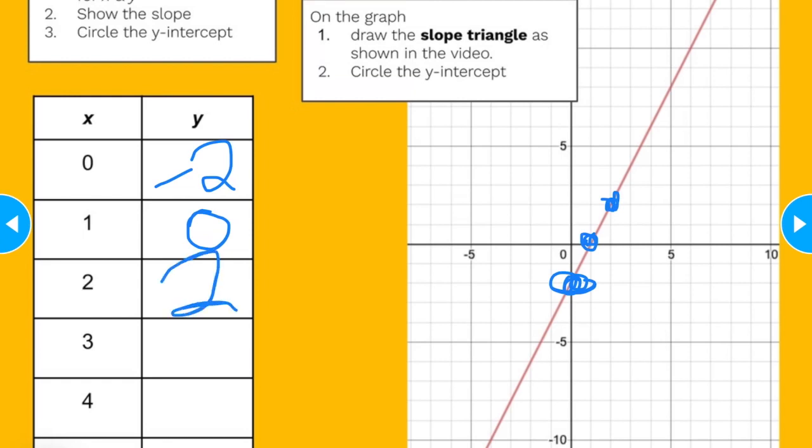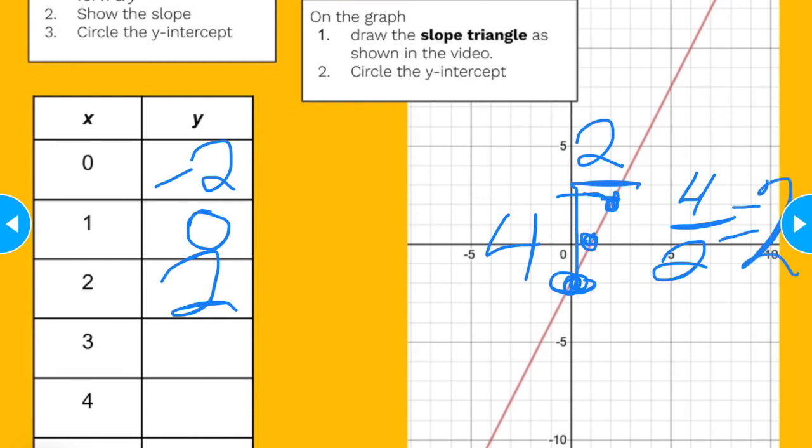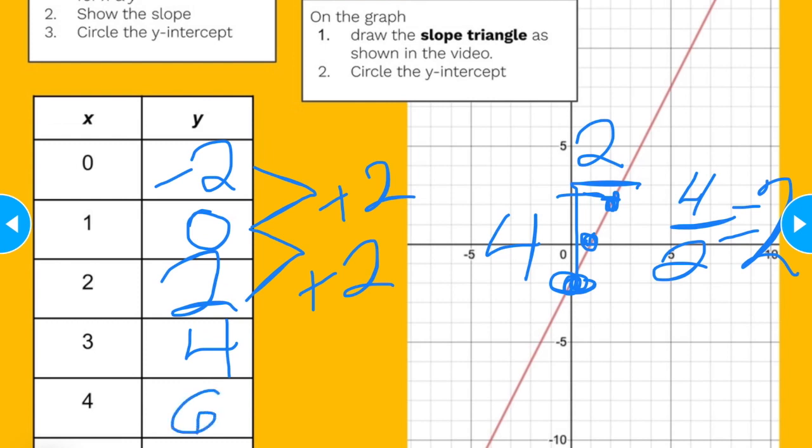Let's look at the pattern. Rise over run. We went up 4 and over 2. Rise is 4, run is 2, which simplifies into 2. And indeed in our table, negative 2 plus 2 equals 0, 0 plus 2 equals 2, 2 plus 2 is 4, 4 plus 2 is 6, and 6 plus 2 is 8.